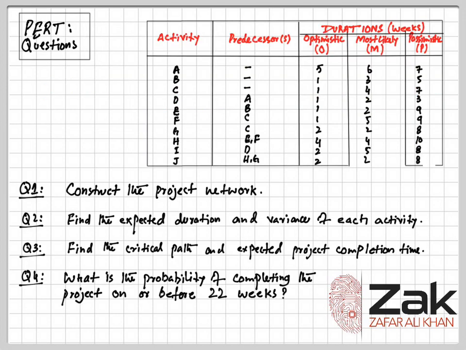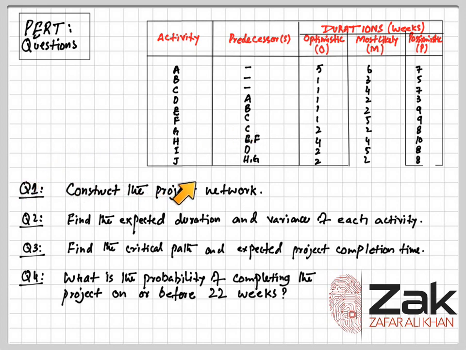Now, for the same chart that we have just seen for the activities and their predecessors and then durations in optimistic, most likely, and pessimistic ways. This data will be given in the question. By having this data given, we might be asked several questions. So for the problem that I have presented, we have these 4 questions.